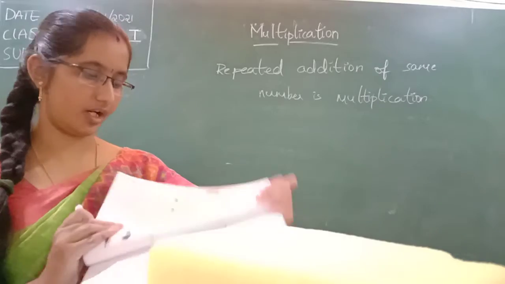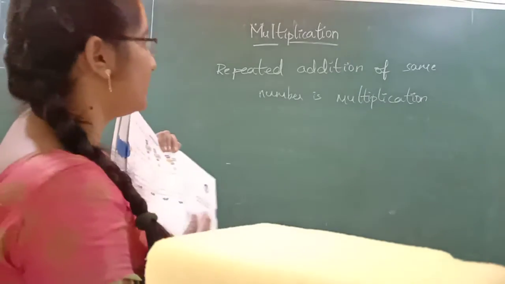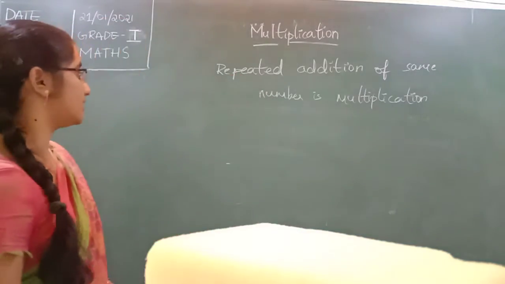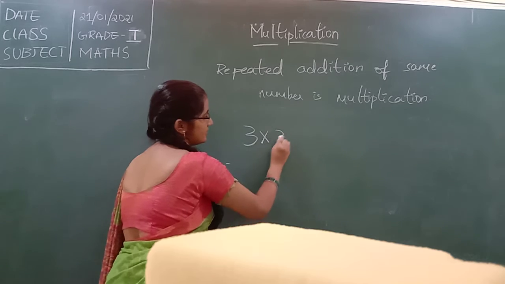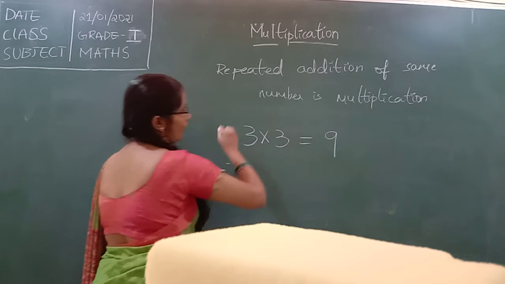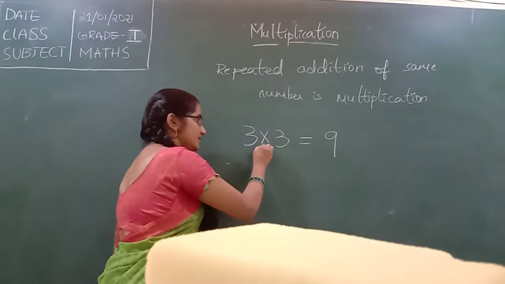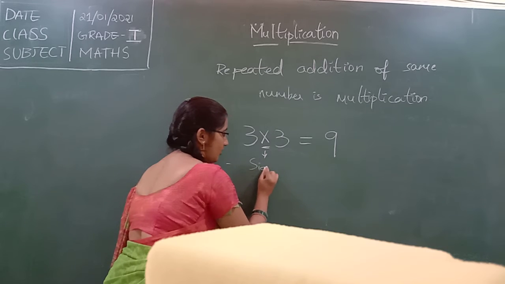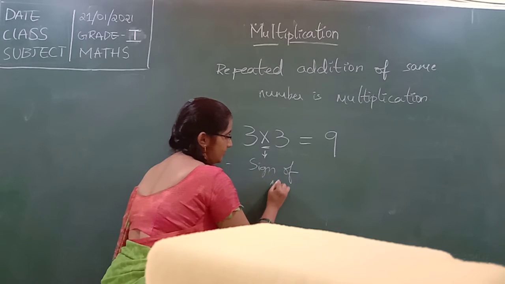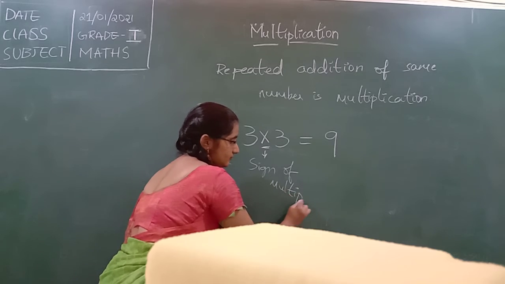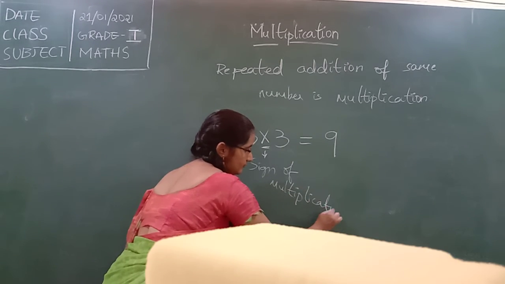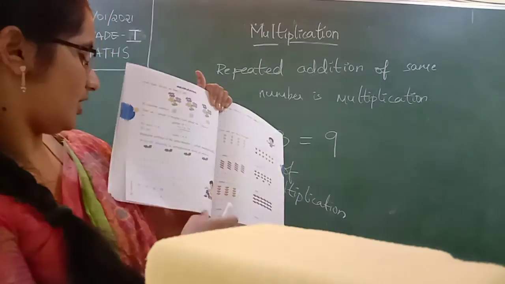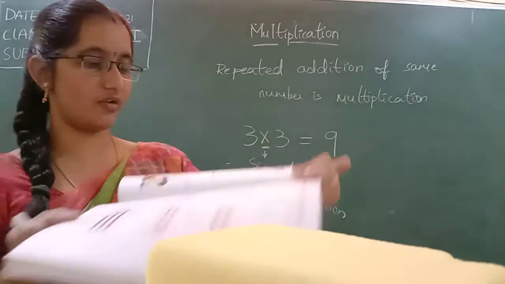Next we have some flowers here. Write the following in multiplication form. What is the multiplication form? In the previous example we had 3 into 3. This 3 into 3 is the multiplication form. This into symbol is the sign of multiplication.